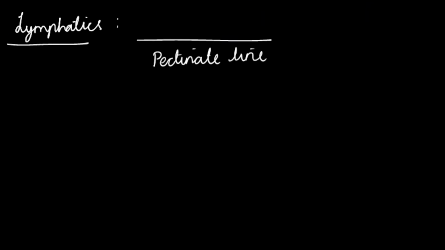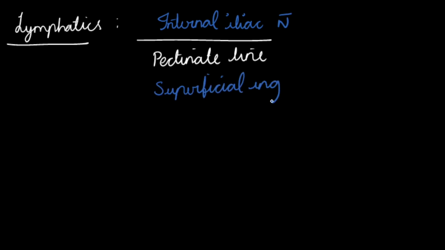So the pectinate line: above the pectinate line, it drains into the internal iliac nodes. And below the pectinate line, it drains into the superficial inguinal nodes. So this is all regarding the lymphatics. Now let us discuss the nerve supply of the anal canal.